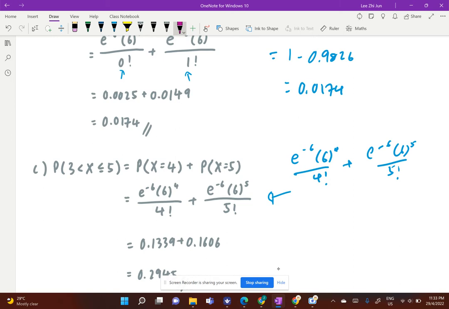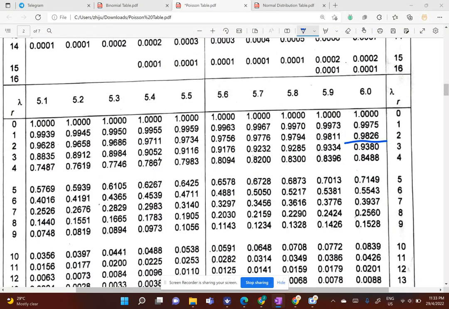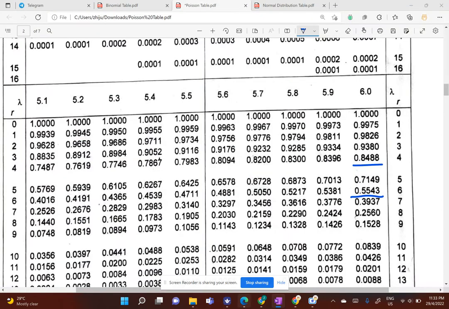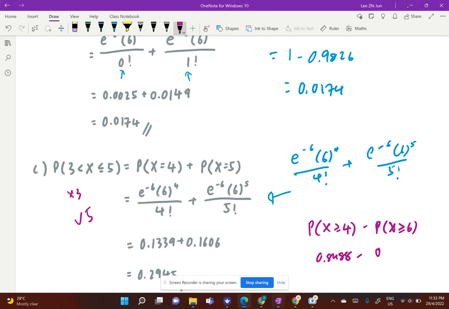It does not include 3 but includes 5, so I use P(X larger or equal to 4) minus P(X larger or equal to 6). This includes 4 and 5 but does not include 6, and it does not include 3. So I just see P(X larger or equal to 4) minus P(X larger or equal to 6): 0.8488 minus 0.5543.